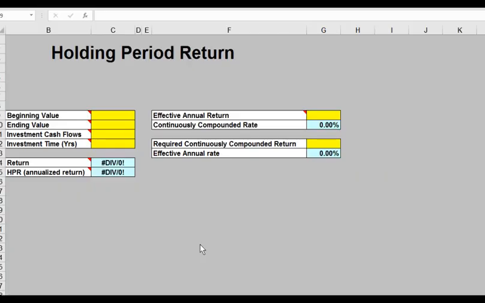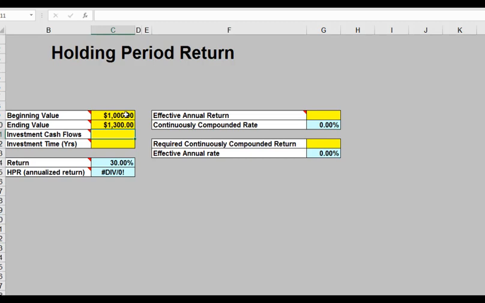In this video, we're going to talk briefly about how to calculate holding period return. So let's think about an investment. We invested and we put $1,000 in an investment. That investment has grown to $1,300.